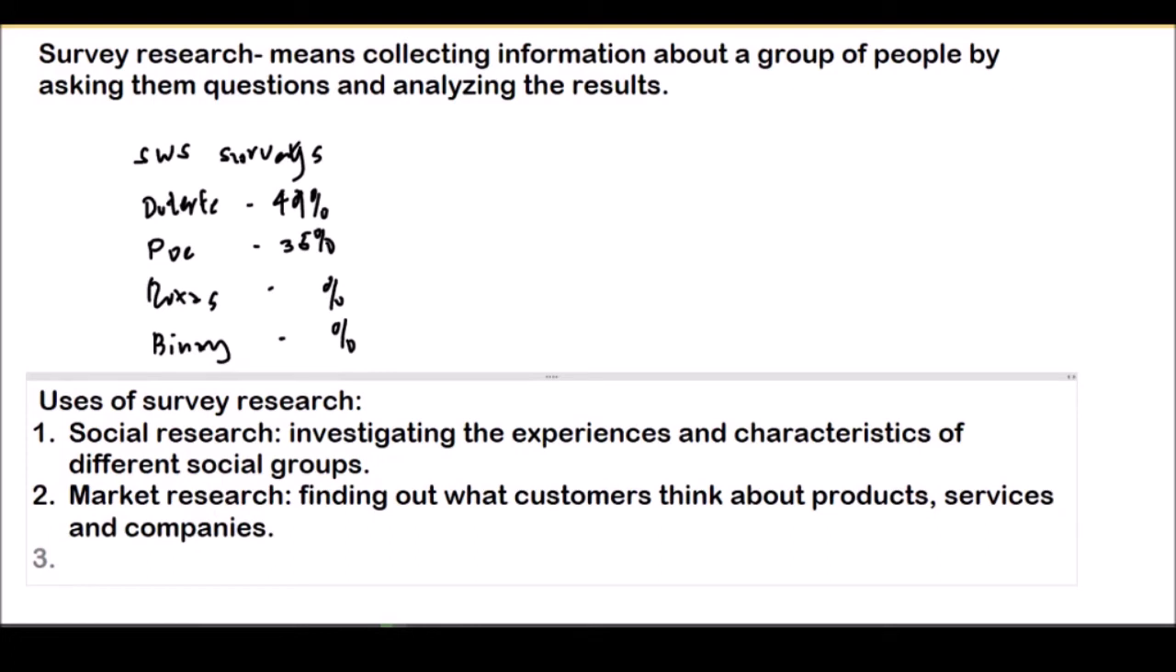Next we have market research. It means finding out what customers think about products, services, and companies. This is usually done by some businesses or brands that are trying to see how their product performs in the market. For example, they will claim that they are the number one beauty soap, the most effective beauty soap according to 1,000 respondents. So that is a type of market research.